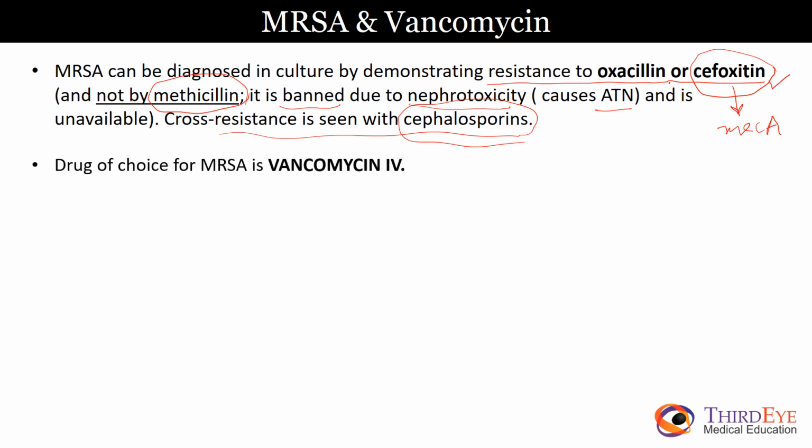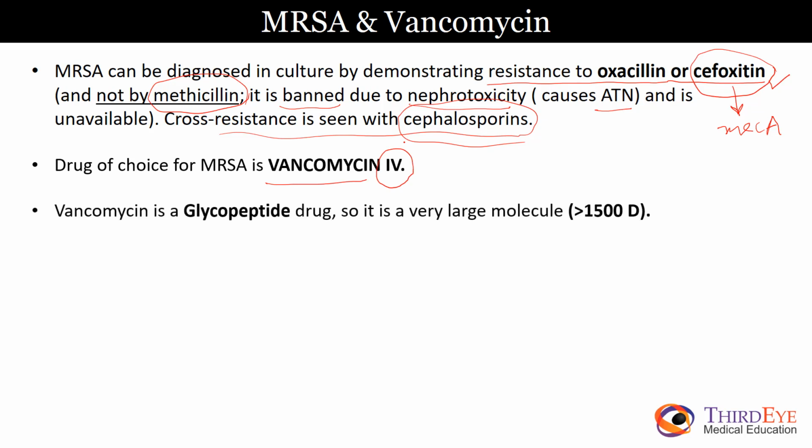The drug of choice for MRSA is vancomycin, and the way you administer vancomycin is intravenously. And why is that? It's because vancomycin is a glycopeptide drug, which means it's a combination of a carbohydrate and a peptide chain. And when we think of a peptide chain, you should always remember that it is going to be a big long chain. So the moment you say that this is a big chain, it's got to be a very large molecule. And just to give you some perspective, it's more than around 1500 Daltons, which is a very big sized molecule.